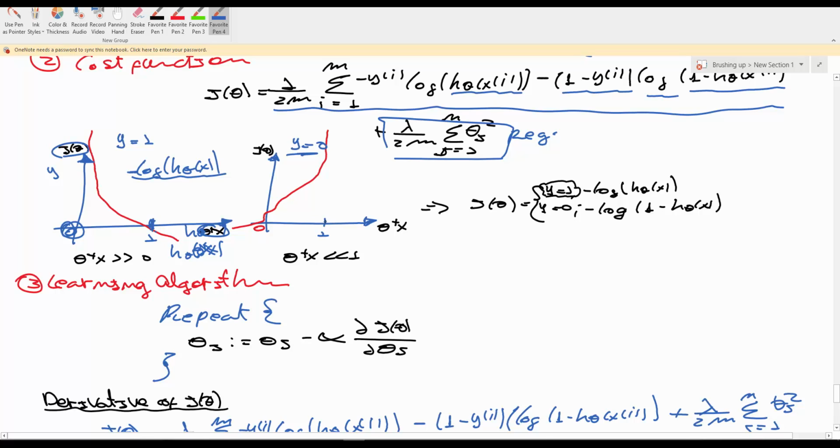In this case, we want a very high cost whenever y is equal to 1, and we want a very low cost whenever the label is equal to 0. This means that theta transpose times x is much less than 1, and we need to penalize the algorithm so that the theta parameters move this way. So for this, we just use this function.